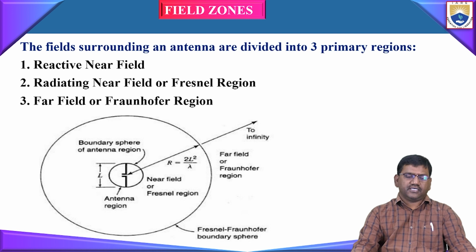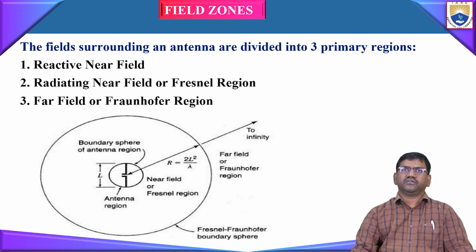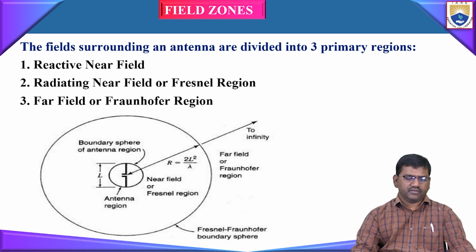On field zones, there are three types of field zones for us. The first one is the reactive near field zone. The other one is the Fresnel region or radiating near field zone. The other one is the far field zone.